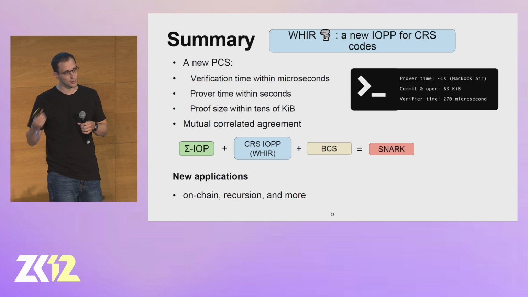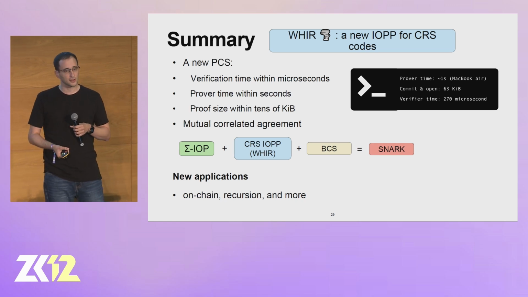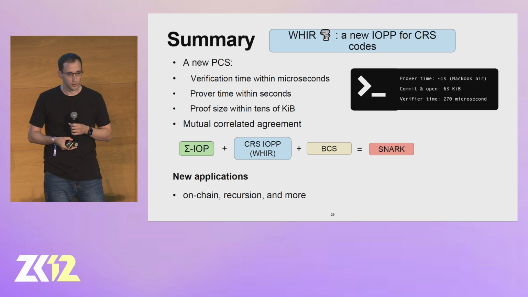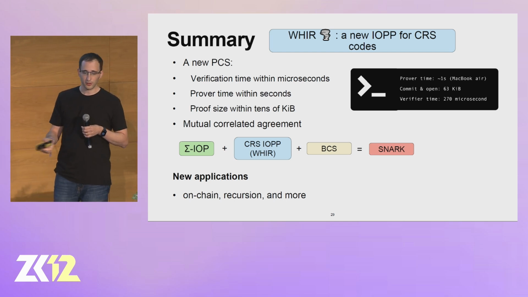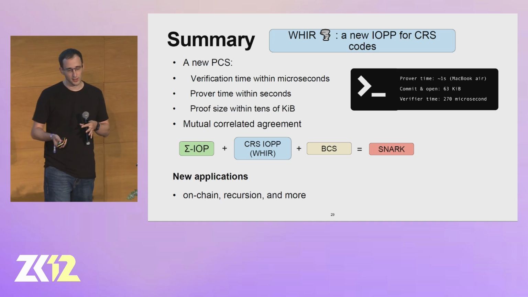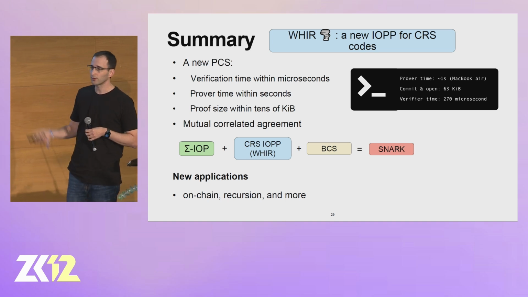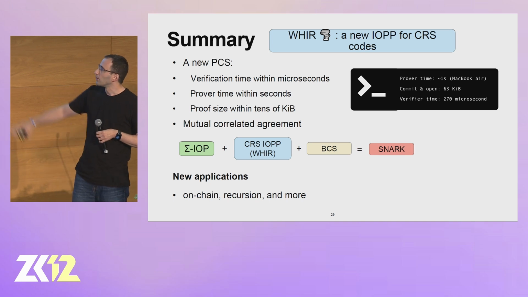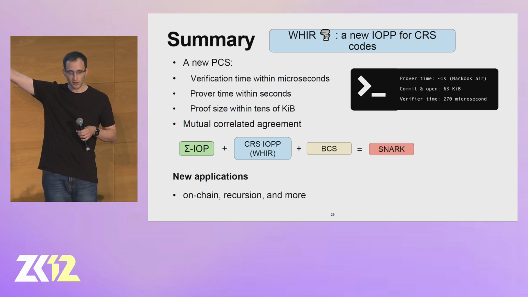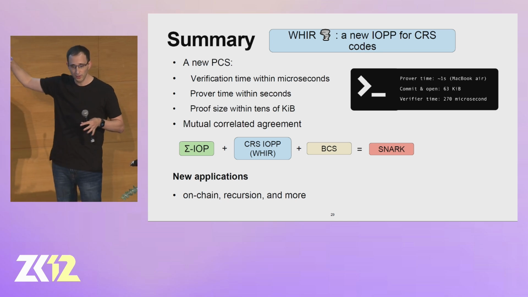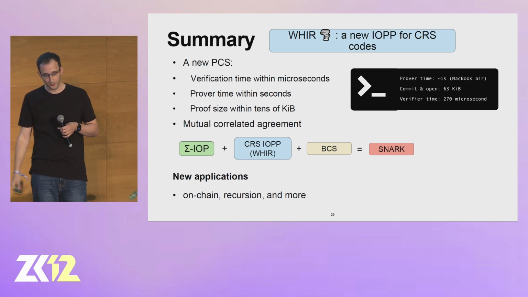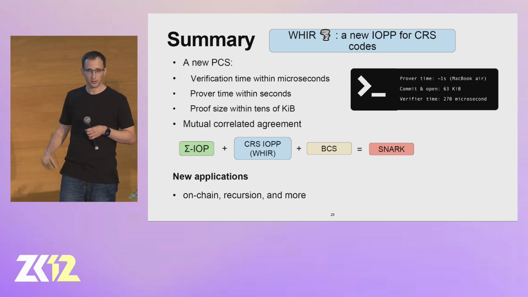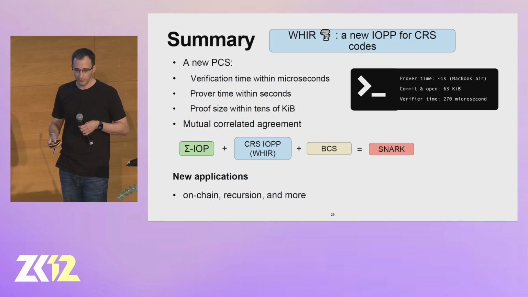Okay, conclusion: we introduced WHIR. WHIR is an IOPP for constrained Reed-Solomon codes. I think it can have other applications, but the main one is, of course, using it as a polynomial commitment scheme. We have verification time within milliseconds, prover time within seconds, and the proof size is tens of kilobytes. We introduced this new mutually correlated agreement proximity gap. We have this sigma IOP, which we combine with our WHIR, and then you apply the BCS transformation, and all of this together gives you our hash-based SNARG. This fast verifier can gain new applications such as efficient on-chain verification, recursion, and other stuff. Yeah, that's it. Thank you.